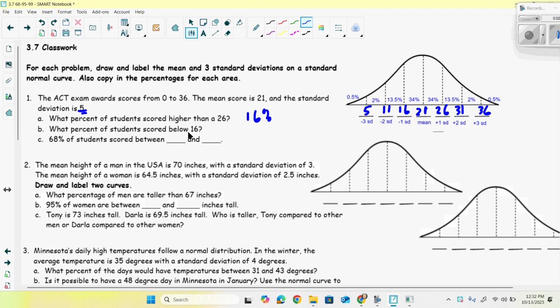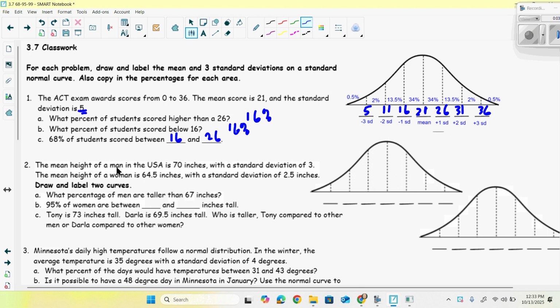What percent of students scored below a 16? That's a value of 16. That's going to be the sum of the 3 standard deviations, or the 3 that we have here. And that's going to be, again, 16%, kind of a coincidence. 68% of students, back to the empirical rule, that's going to be 1 standard deviation away, scored between 1 standard deviation below and 1 standard deviation above.